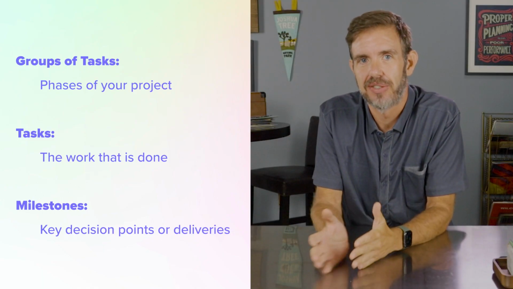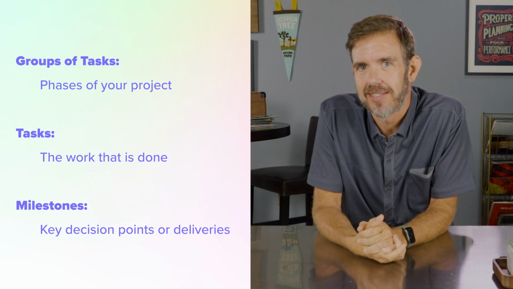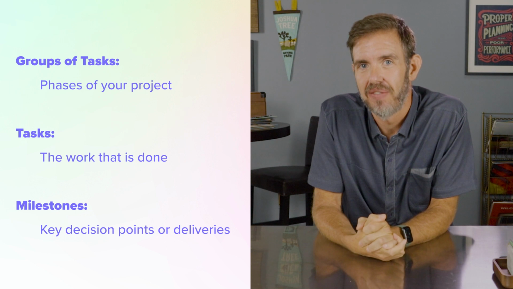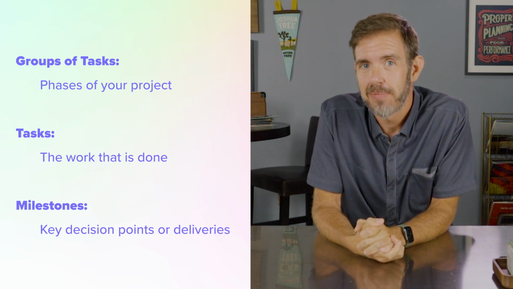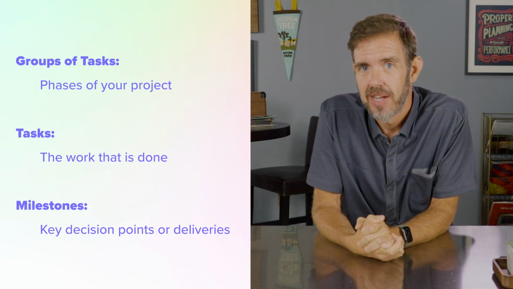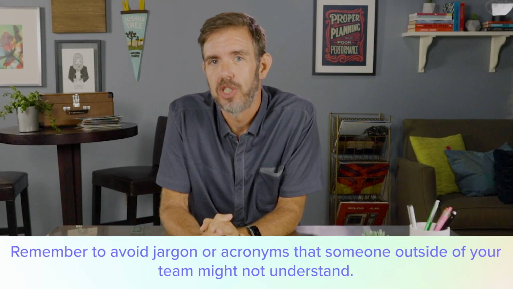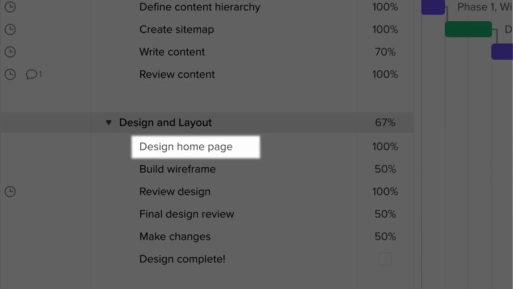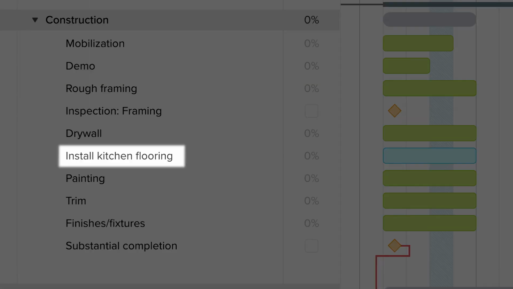So the first thing that you should understand is that a plan is made up of groups of tasks and milestones. Think of your groups of tasks as chapters in a table of contents. Your tasks are the activities or events that happen in that chapter, and the milestones are the critical plot points. Now, one tip when you're writing those tasks and milestones, remember to avoid jargon or acronyms that someone outside of your team or clients might not understand. Write quick action statements like design homepage or install kitchen flooring. After all, you're talking about work that's being done and you really want to capture that here.